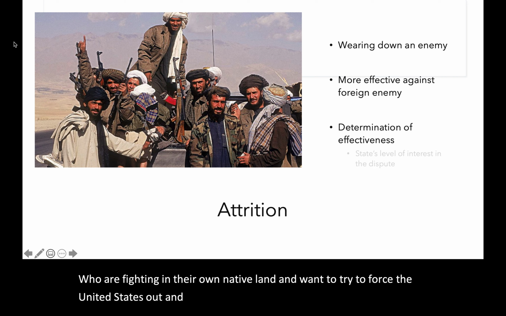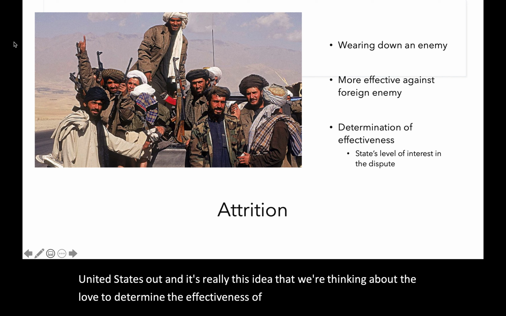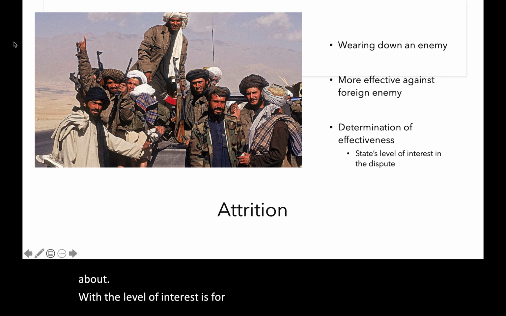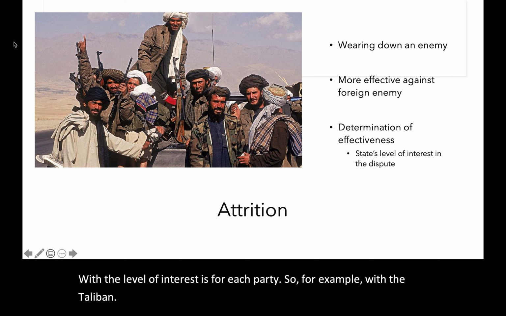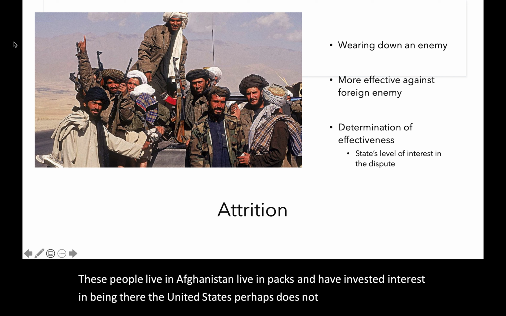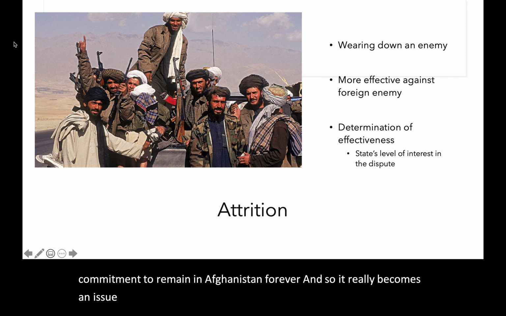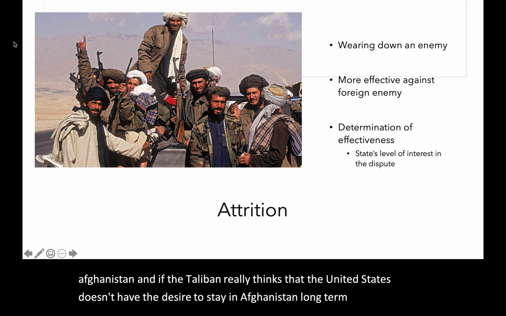And it's really this idea that to determine the effectiveness of the strategy, we have to think about what the level of interest is for each party. So, for example, with the Taliban, these people live in Afghanistan, live in Pakistan, have an invested interest in being there. The United States perhaps does not have as much of a commitment to remain in Afghanistan forever. And so it really becomes an issue in this case of how much the U.S. really wants to remain in Afghanistan, and if the Taliban really thinks that the United States doesn't have the desire to stay in Afghanistan long term, well, attrition may be an effective strategy.